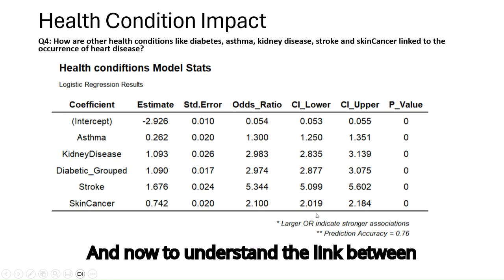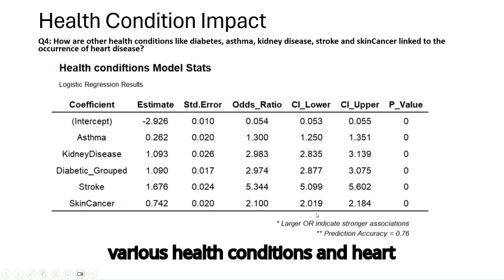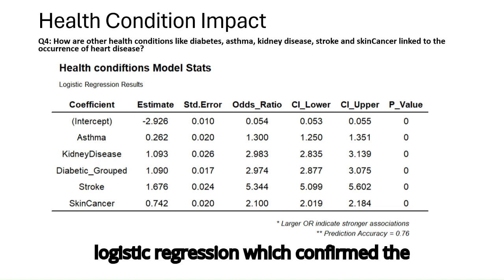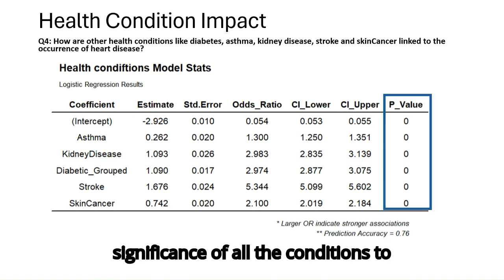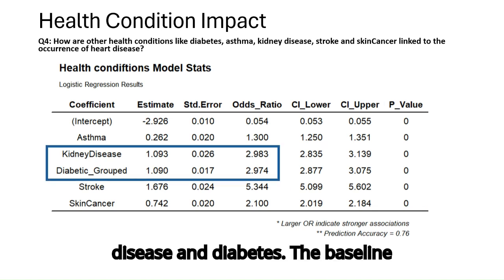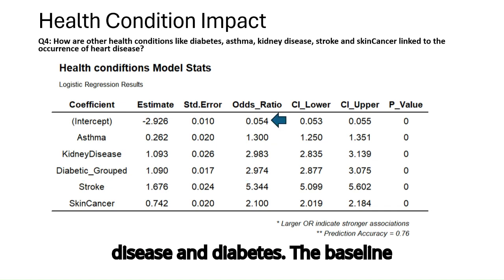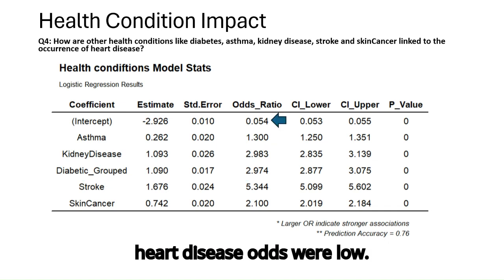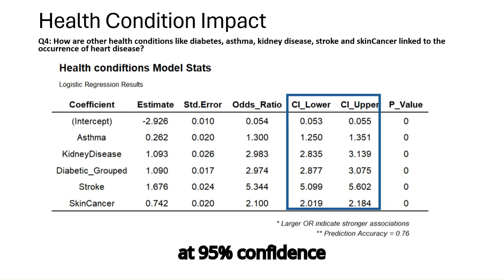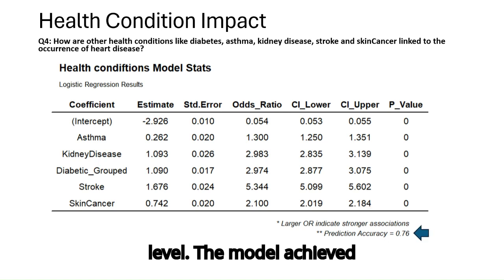And now, to understand the link between various health conditions and heart disease, we conducted logistic regression again, which confirmed the significance of all the conditions to heart disease, with stroke having the highest impact, followed by kidney disease and diabetes. The baseline heart disease odds were low. Confidence intervals were calculated at 95% confidence level. The model achieved 76% accuracy.